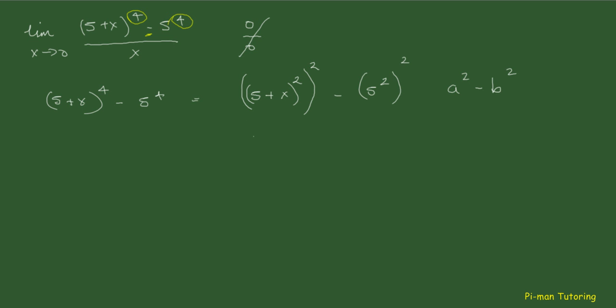And so we have a squared minus b squared. And we know that we can write a squared minus b squared as (a minus b)(a plus b). Well, a in this case is actually (5 plus x) squared, and b is 5 squared. And we have to multiply that by the conjugate of that expression, (5 plus x) squared plus 5 squared. And we've got all of that divided by x. So we have the limit as x tends to 0.